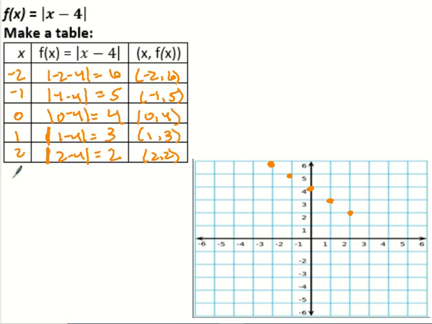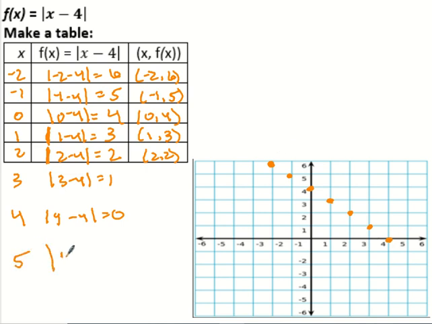So what we're going to do is continue this table until we start having a V here. So this is 3 minus 4, which is -1, absolute value is 1. So that's going to give me this point right here. 4, absolute value of 4 minus 4 is 0. So now we're back to 0. I still have a straight line.